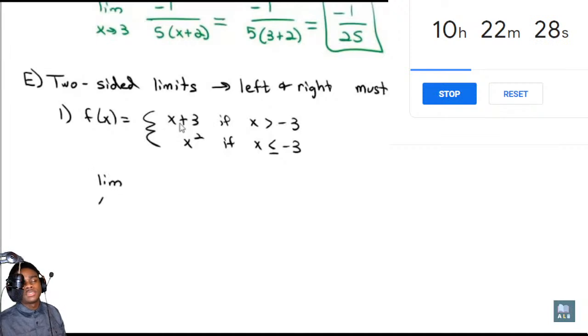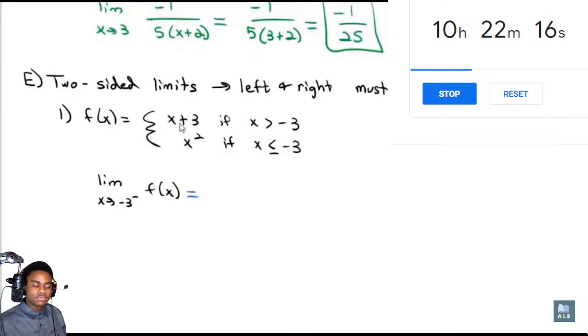So first let's look at the limit as x approaches negative 3 from the left of f of x. From the left, we're dealing with smaller values of negative 3. For values less than or equal to negative 3, f of x is x squared. So we'll directly plug negative 3 into x squared, or negative 3 squared, which is 9.